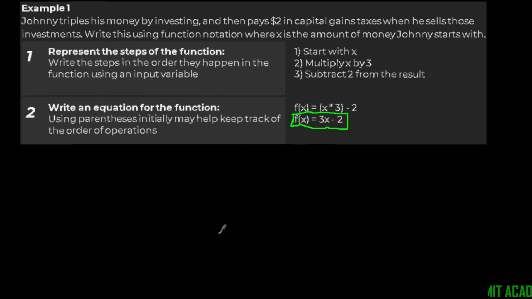So that's what would be the final result, and that makes sense because it's saying Johnny triples his money and then pays $2. So that's why it has minus 2, because he has to pay the capital. All right, so let's see if we can practice it.